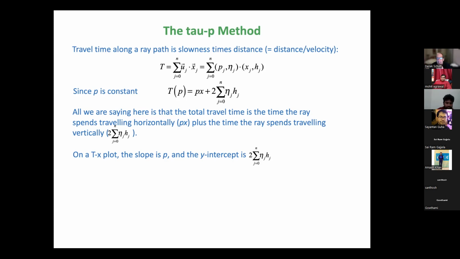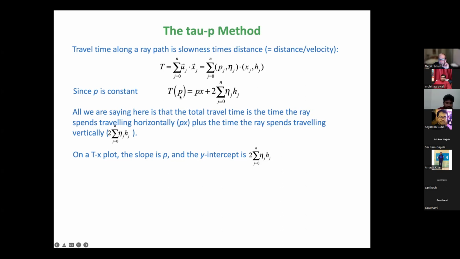So now I want to talk about the tau-p method. The travel time along a ray path is the slowness times the distance. So it's the sum over j equals 0 through n, assuming we have n layers, of the slowness in each layer times the distance it travels in each layer, which can be rewritten as the ray parameter p times eta in each layer, dotted with the horizontal distance and the vertical distance it travels. Since the ray parameter is constant, we don't have to write p sub j. We can just put p for any given ray.